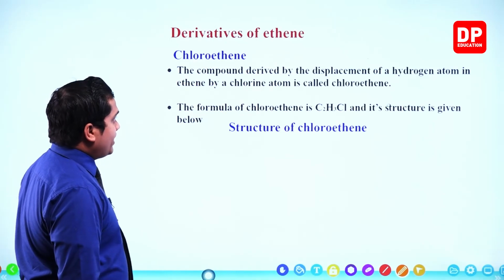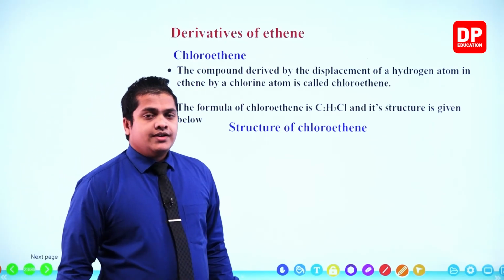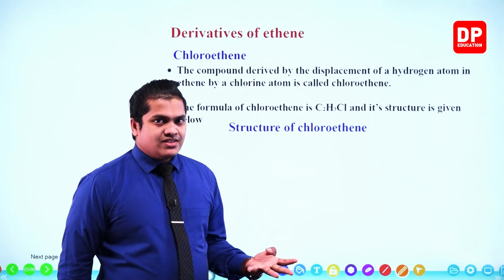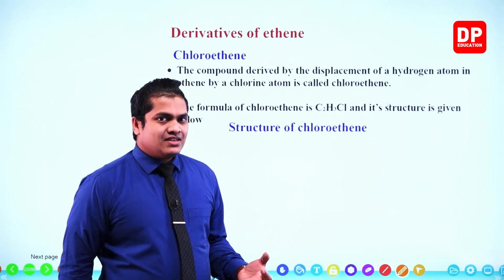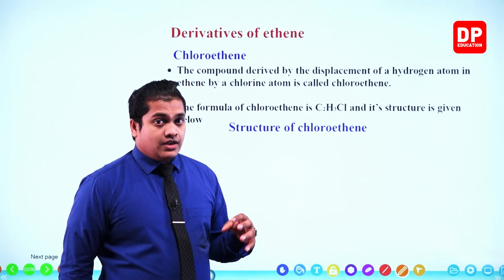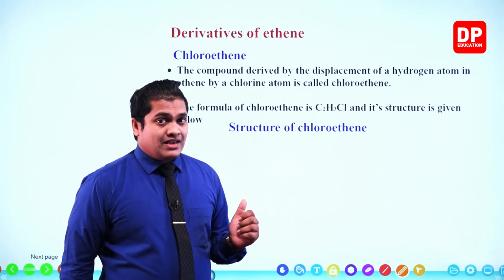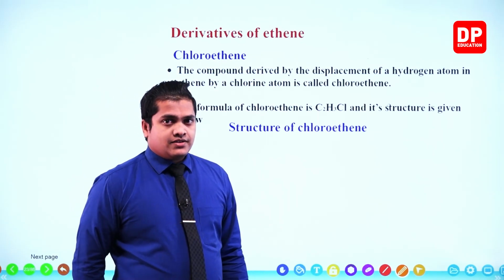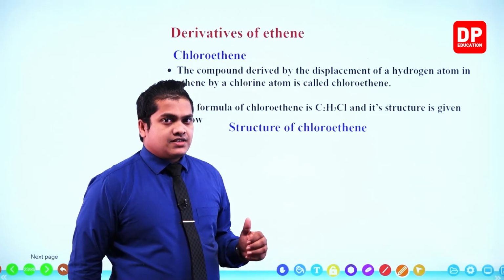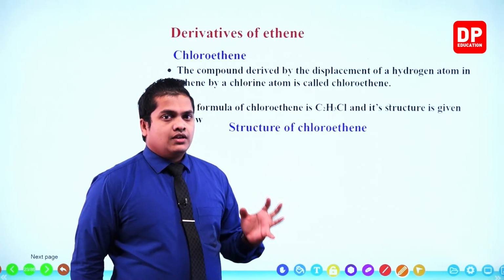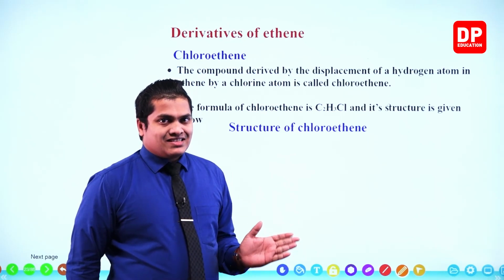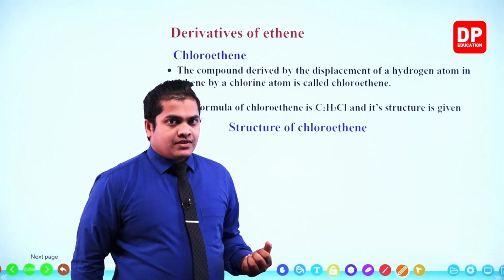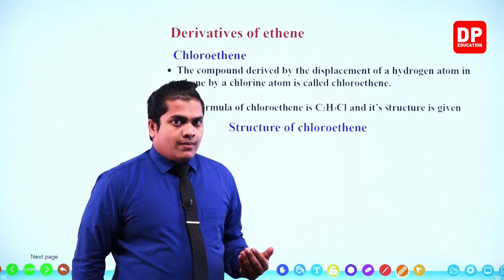Now my dear children, we are going to study derivatives of ethene. We have studied alkanes and alkenes, and I have introduced what you mean by alkynes. So it's time to discuss derivatives of ethene. We have studied the 2 main categories of hydrocarbons, alkanes and alkenes, and I have also introduced alkynes. So that's the end of the hydrocarbon part, my dear children.